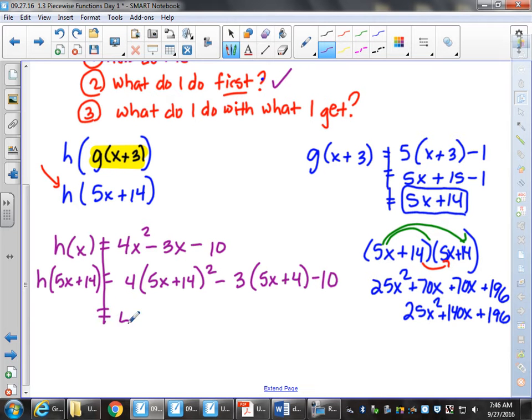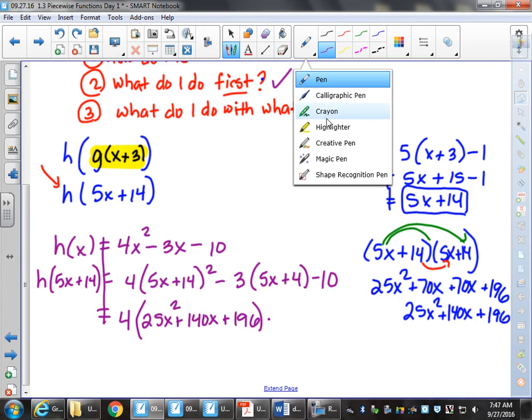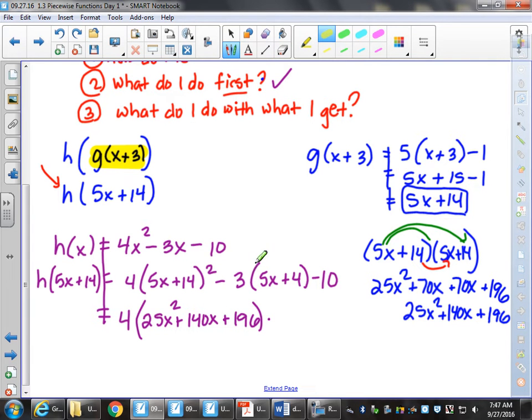So this becomes 4 times what you just found off to the side. 25x squared plus 140x plus 196. And then what can I do with this 3? Yes, so that becomes, so that also happened. Some people, when you were working, and if I saw this, I tried to point it out to you, you forgot to use these parentheses. And why are parentheses important right there? We're distributing a what? A negative.